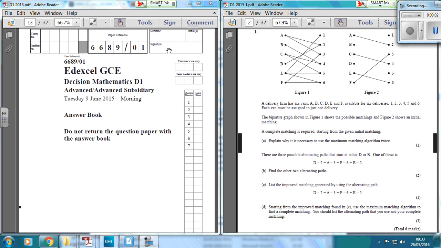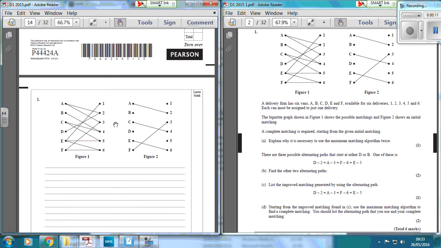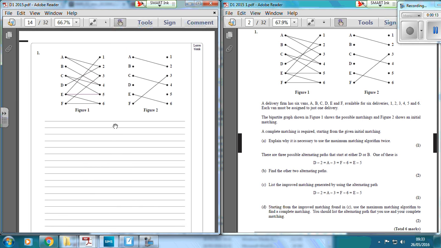Okay, ladies and gents, so this is the 2015 D1 paper from last year. The way this one kicks off is with a matchings question. A matchings question should be a relatively straightforward start for you guys. It's something that's easy to revise because the questions never usually differ that much.